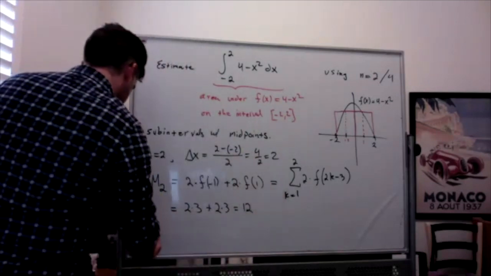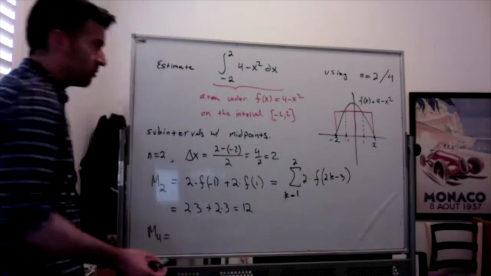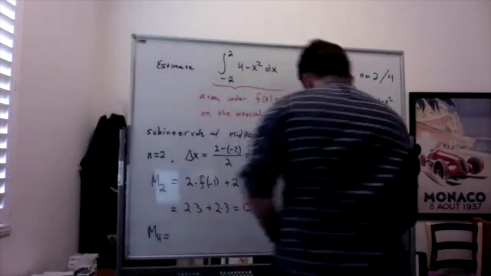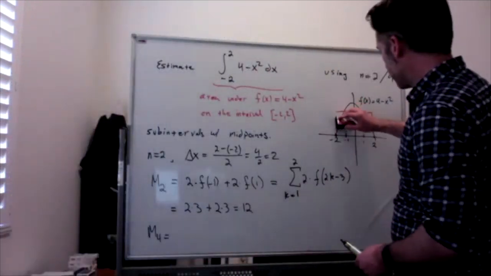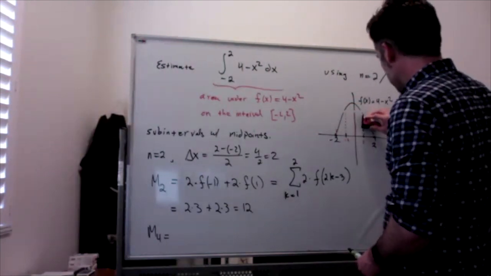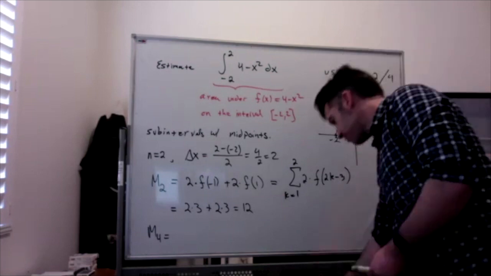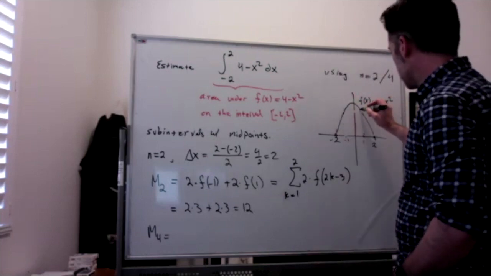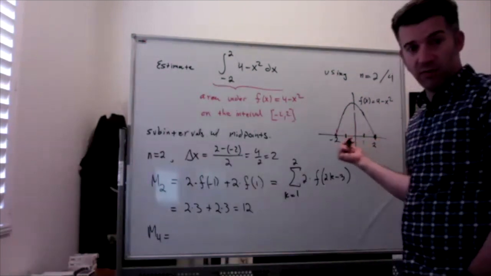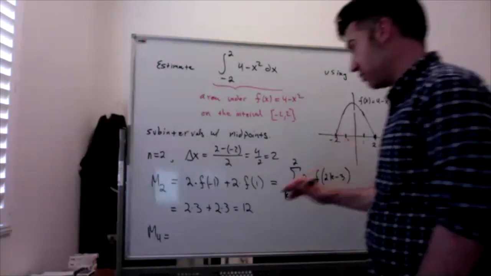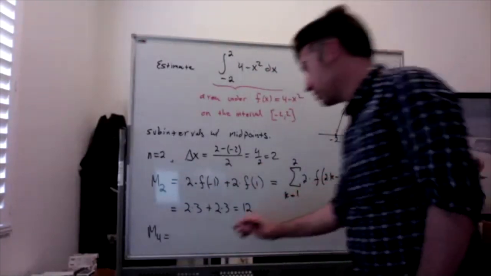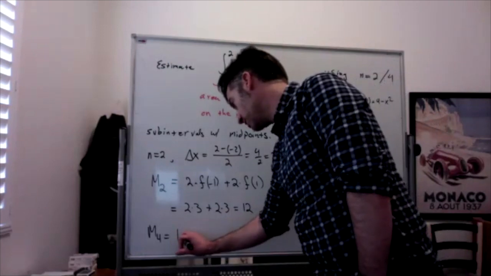Let's do the estimate using 4 rectangles and midpoints. So now we're breaking this up into 4 equal subsections. So in fact, let's erase this here. So now the width of each subinterval is going to be 1, right? Our delta x now is going to be 4 divided by 4, which is 1. So we're going to get 1 as the base.